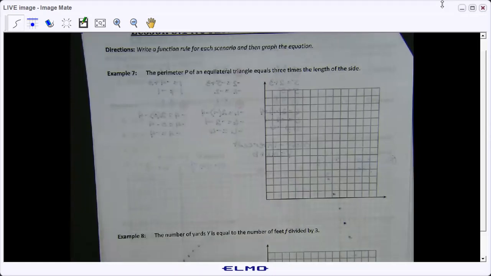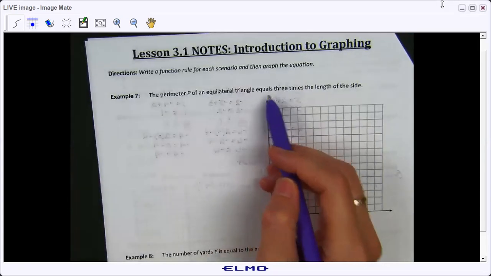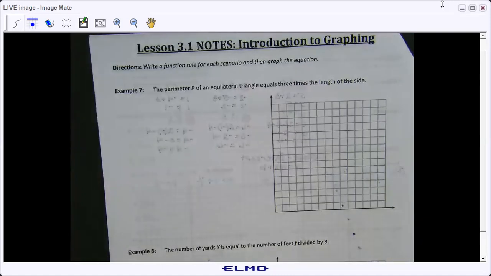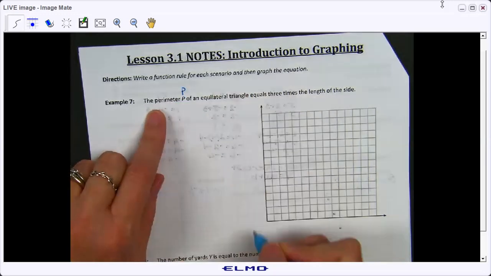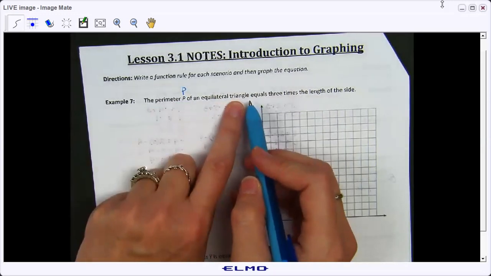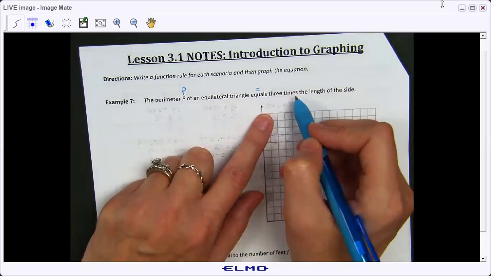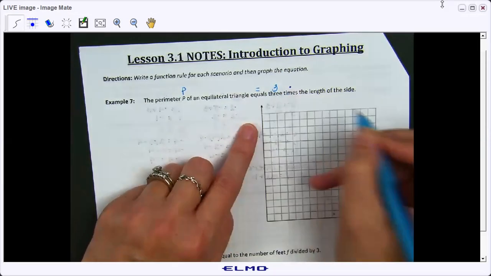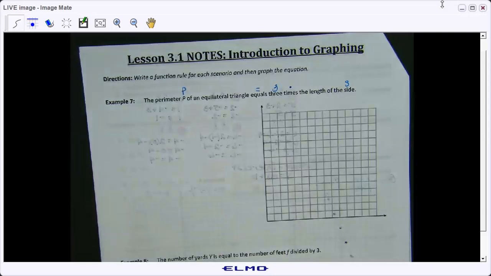All right, so here we go. The perimeter of an equilateral triangle equals 3 times the length of its side. Now, these word problems, we've created equations from before. So we know that perimeter is P, they tell us that. And it's of an equilateral triangle equals, so we're just gonna make an equal sign. 3 times, that just means 3 times the length of the side, okay? That is our equation. This is not new, but we are gonna practice it some more.